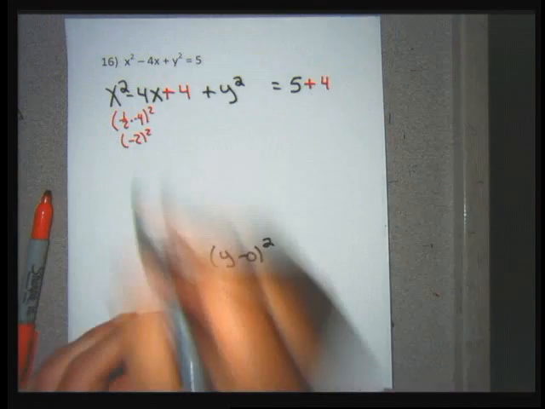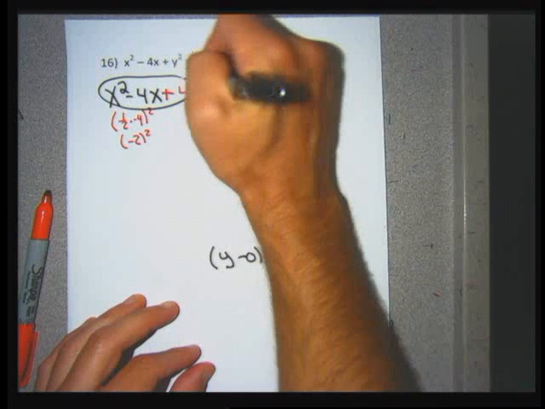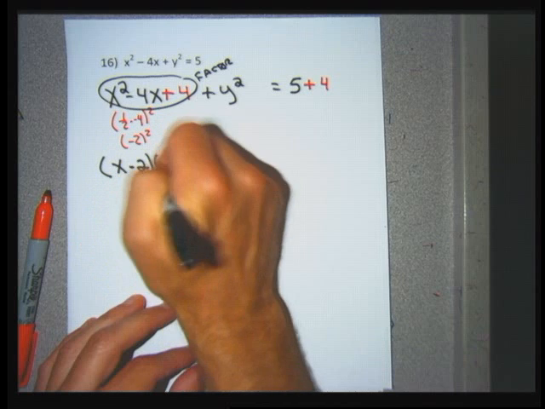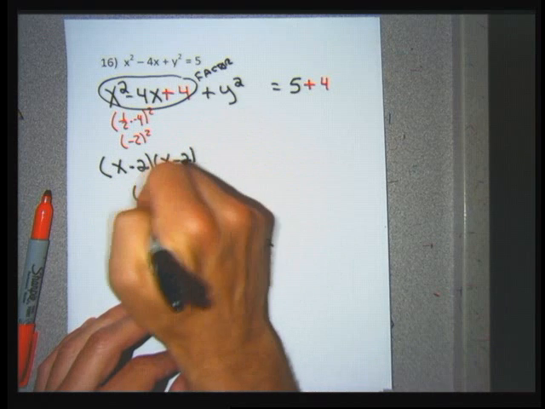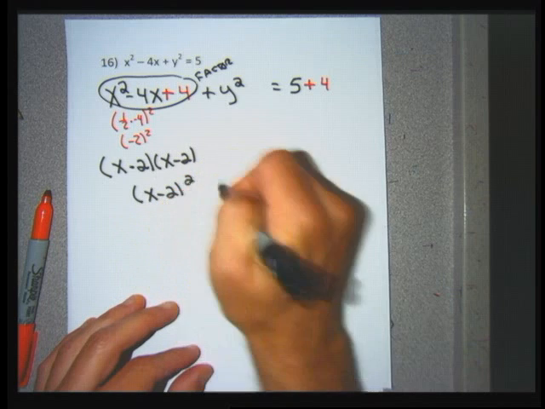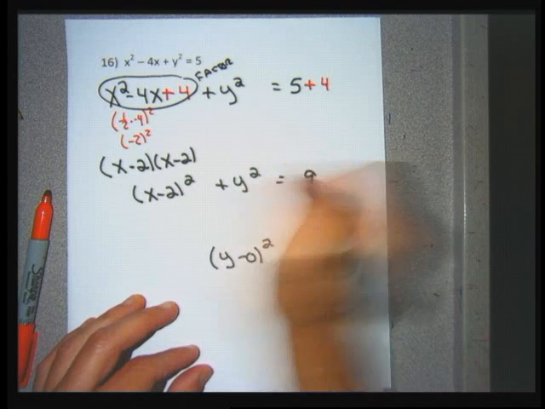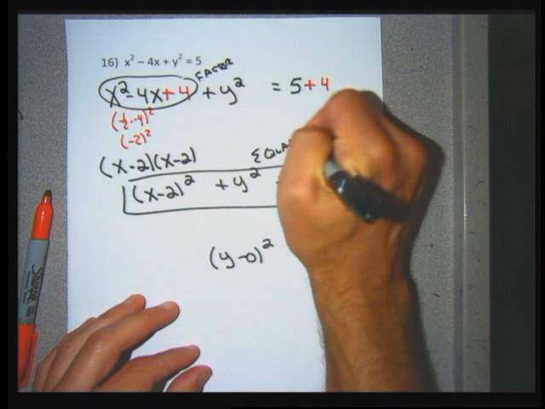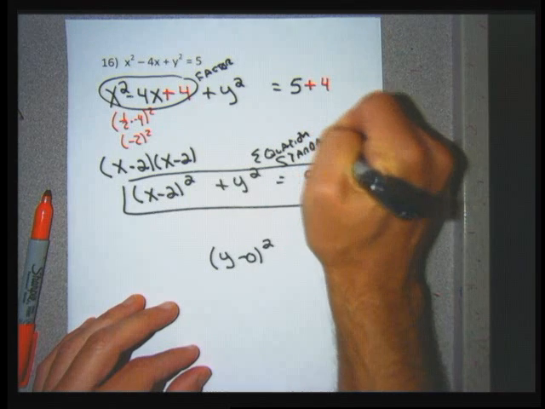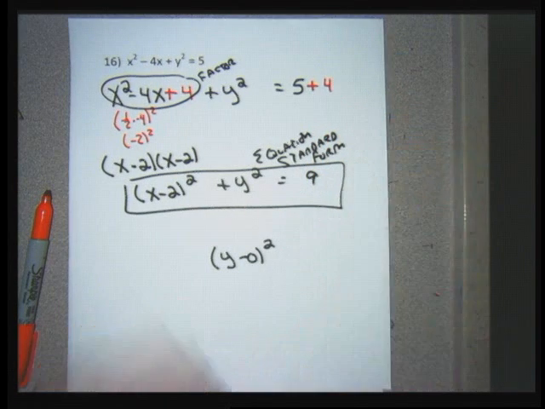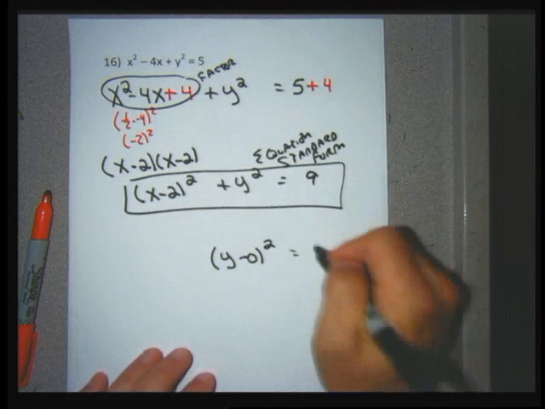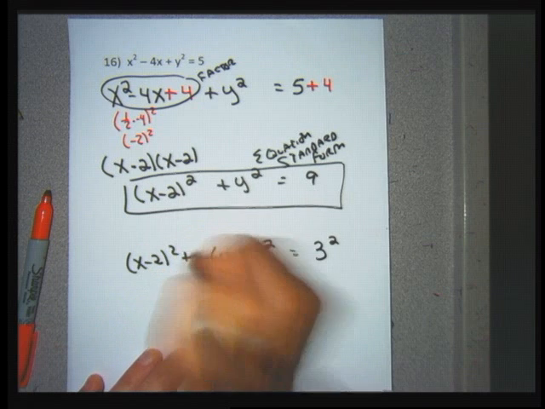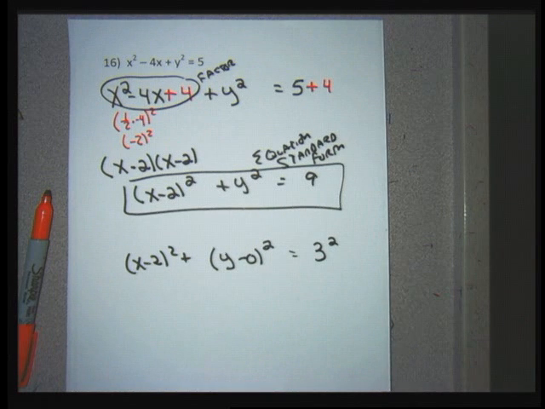I'm going to factor the x squared minus 4x plus 4. When I do that, that factors into x minus 2 times x minus 2. I'm going to write that as x minus 2 quantity squared. And this, for me, would be the equation of this circle in standard form. If you didn't like that, you could write the 9 as 3 squared and the y as y minus 0 squared.